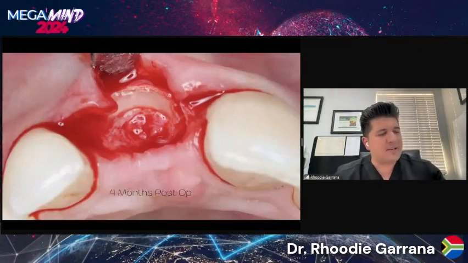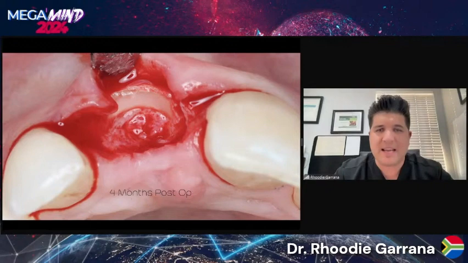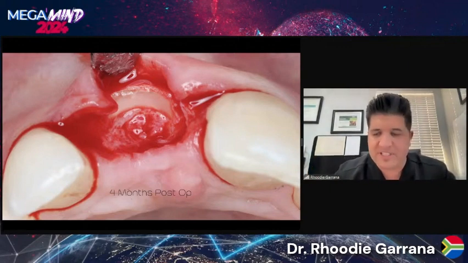4 months later, we opened up the site, and we are pleased to see that there is solid, vascular bone in that area. We can see the shield, and we can see bone on the buccal part of that shield. So we've achieved a functional ankylosis of that shield, and we've maintained 100% of the volume that we set out to maintain.